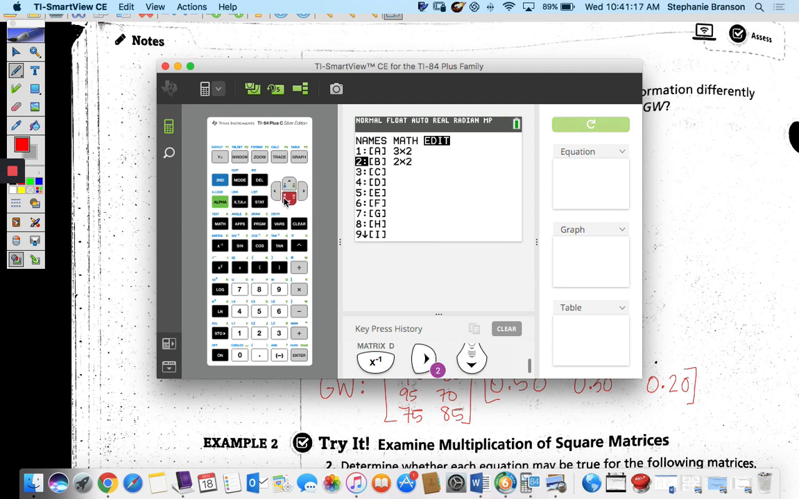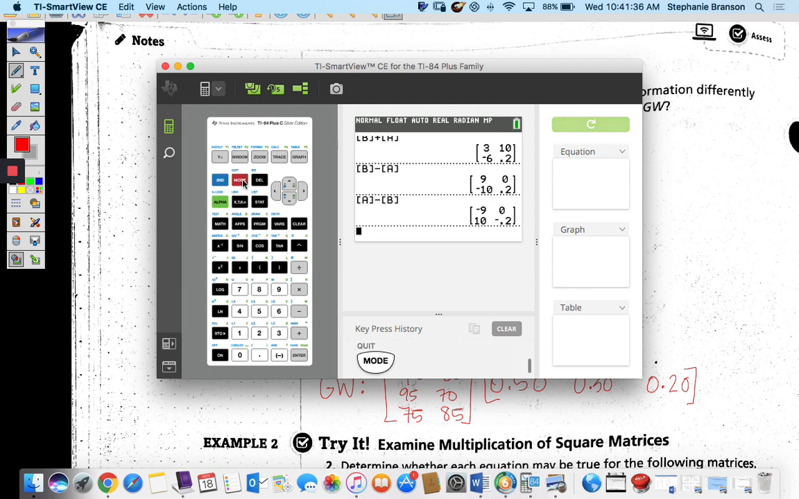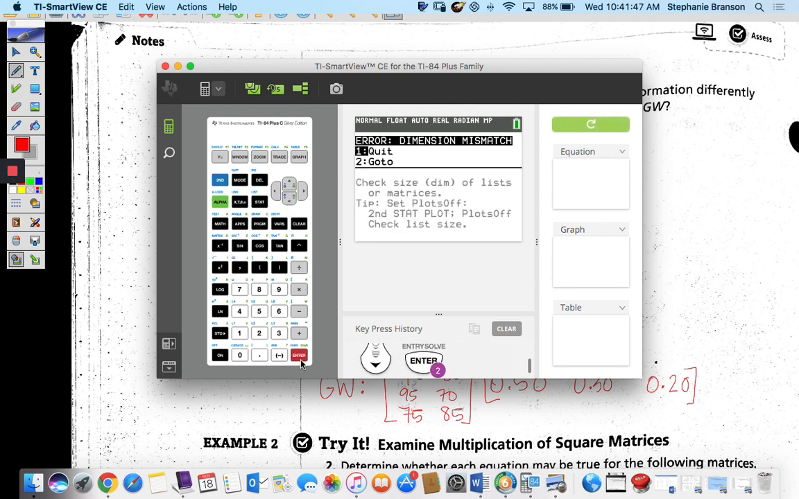And in matrix B, I've got a 1 by 3. 1 row, 3 columns. Because I've got my unit grade, my project grade, and my final grade. So now I'm going to try to multiply A times B to figure out what the final grade of Oscar and Reagan both are. And we get an error message.